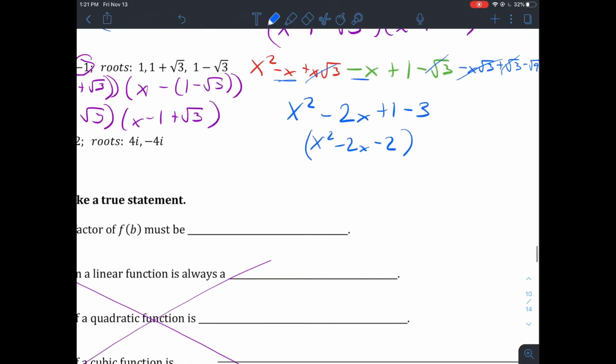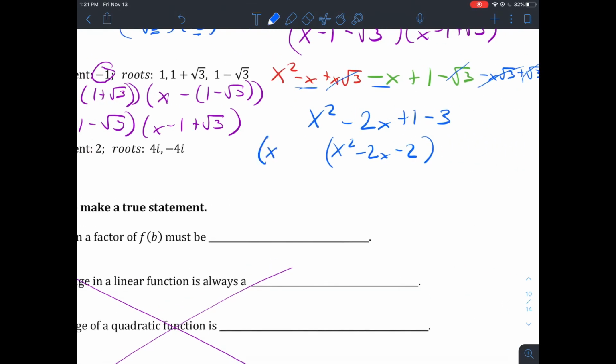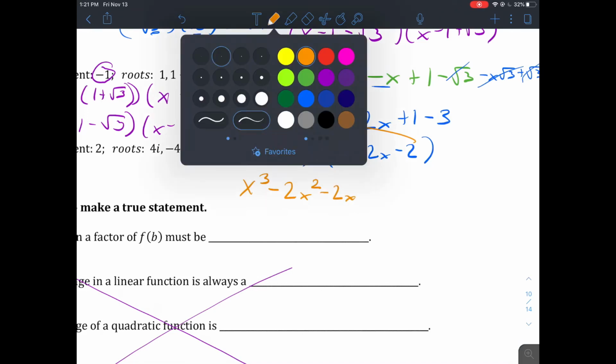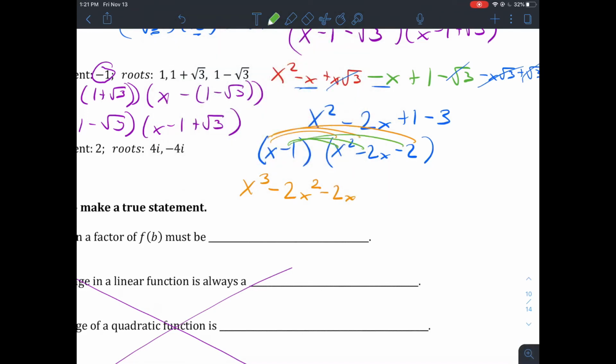So let's go ahead and multiply in the x minus 1. I'm going to put them out in front. You could also put them in the back. It doesn't matter. So let's go ahead. We're going to distribute this x. We get x cubed minus 2x squared minus 2x. And then let's distribute this negative 1. So we get minus x squared plus 2x plus 2. So these guys end up canceling, and we end up with x cubed minus 3x squared plus 2.